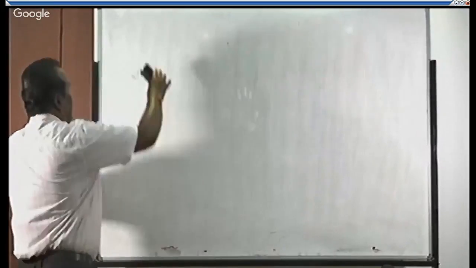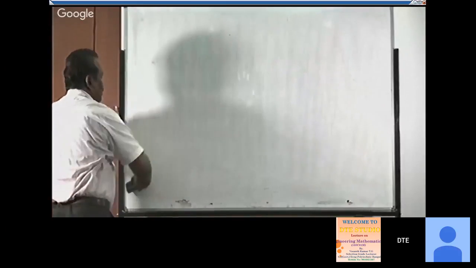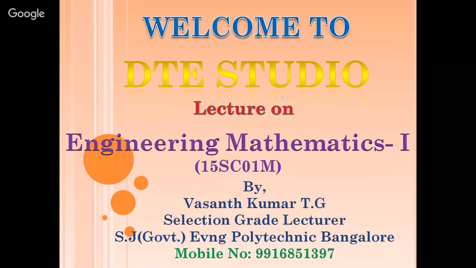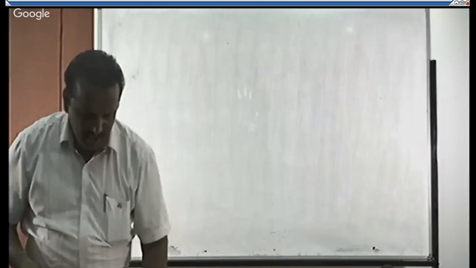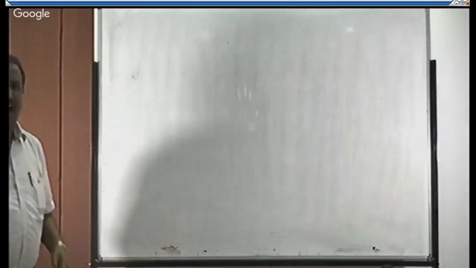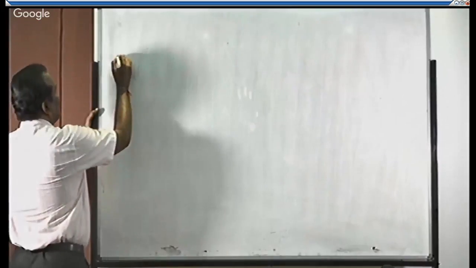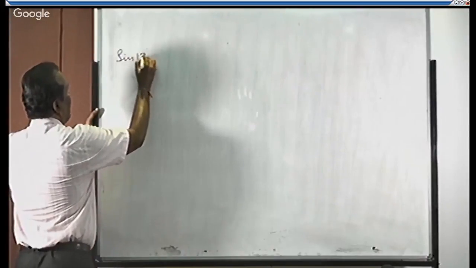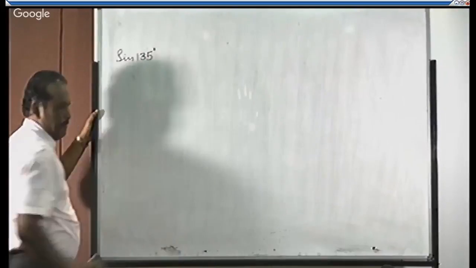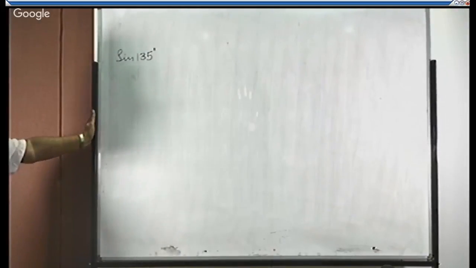So in the examination also you can expect a few questions on it. How the questions are there means, find the value of the following. Heading is: find the values of the following. First one is sin of 135 degree.